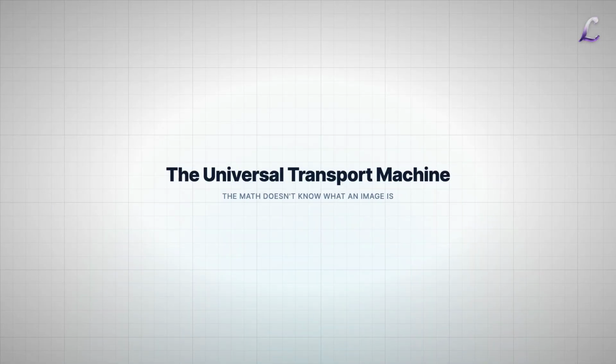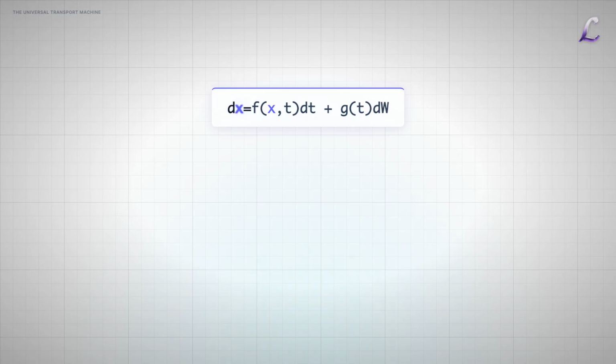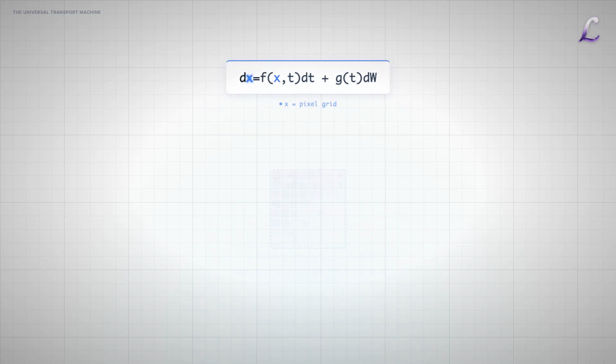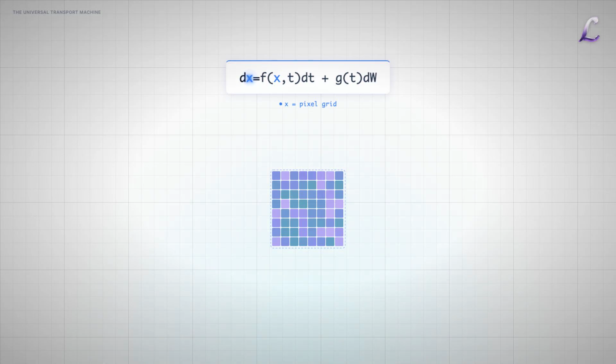Over the last 4 episodes, we built the complete generative stack: SDEs for continuous time, score matching for training, flow matching for efficient transport, and guidance for control. We treated this as a way to generate images. But here is the secret. The math doesn't know what an image is.